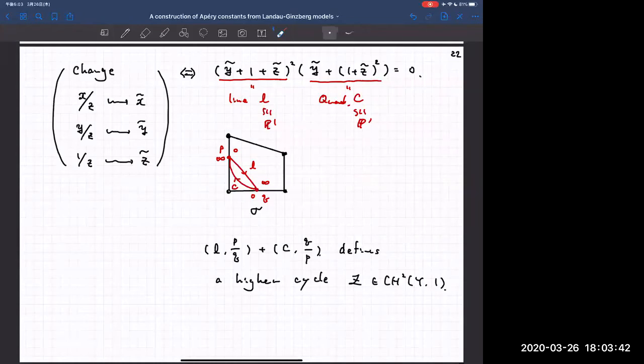For the figure on the facet sigma, we obtain a certain quadratic C and line L, and we just connect them by zero and infinity by considering the rational function P over Q or Q over P. Then it defines a higher cycle.